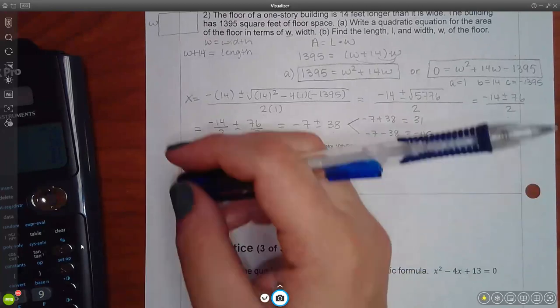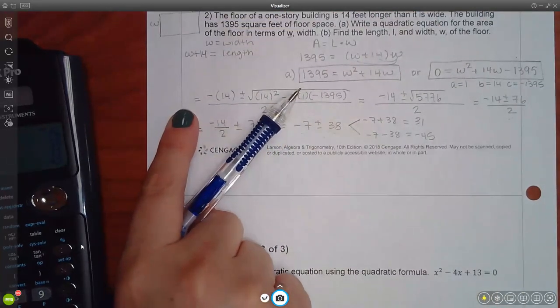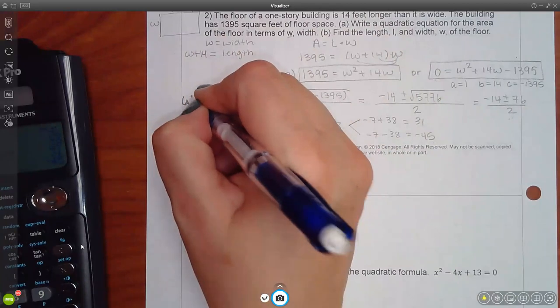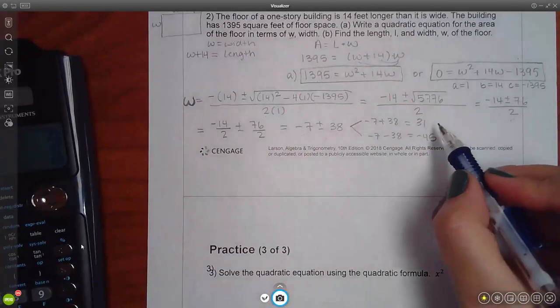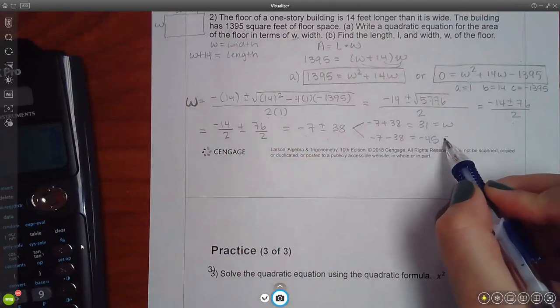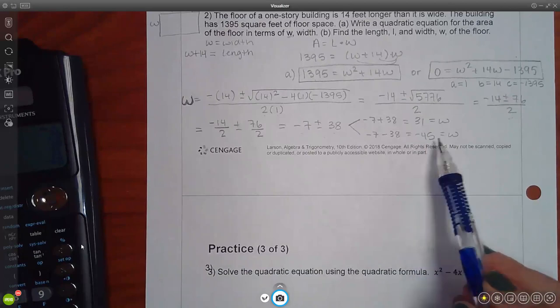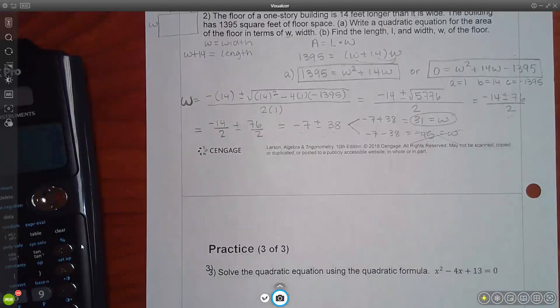Oh, it's not x. What is my variable here? Is it x? It wasn't x, right? What was my variable? W had an X over here, but it shouldn't have been X, it should have been W. So this guy equals W. Does that one make sense? No, can't have a negative width. So this has to be my width.